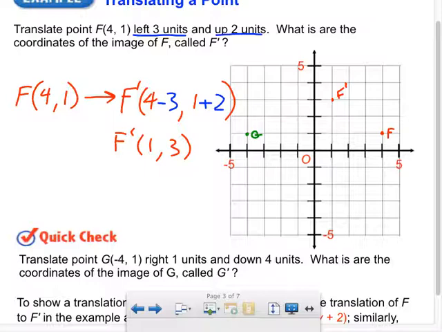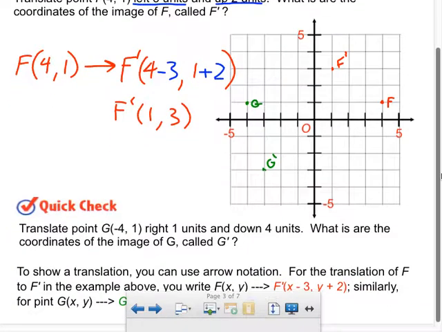Did I call him already? Oh, you need to sit down. Somebody else can go up there. I said the number -5. Okay, fine. Where am I going? Okay. Right 1. Right 1. Down 4. 1, 2, 3, 4. Okay, and label it G prime. Okay, very good. Everybody agree?